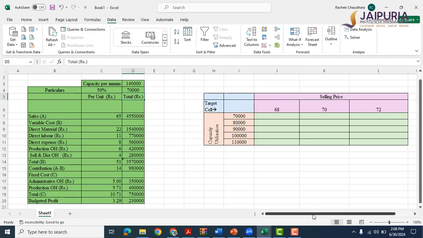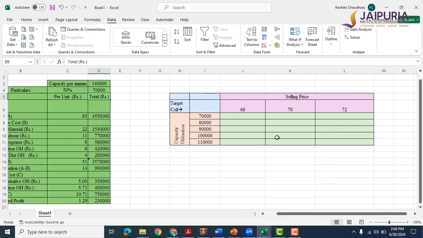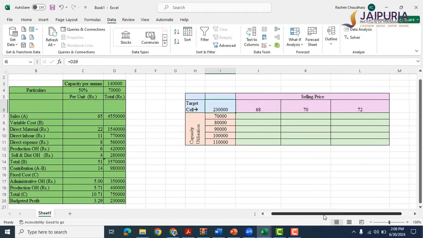So for example, I've already made a table here wherein I want to change the capacity utilization. That is, suppose my number of units sold are 70,000, 80,000, 90,000. Then what will be the figures of the target cell? Target cell will be my profitability. So what I'm doing is, here itself I'm pressing equal to, and the target cell is mentioned here. So this is the target cell, what profitability you want, by changing the capacity utilization, and at the same time by changing the selling price of the units.